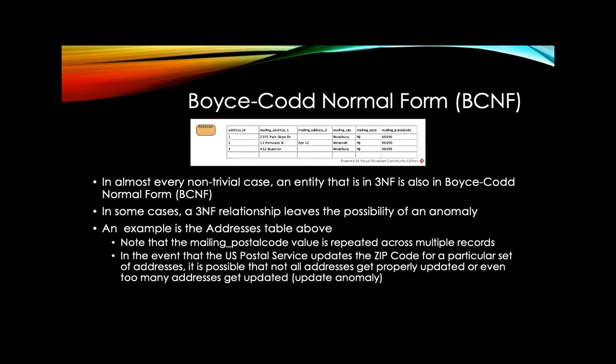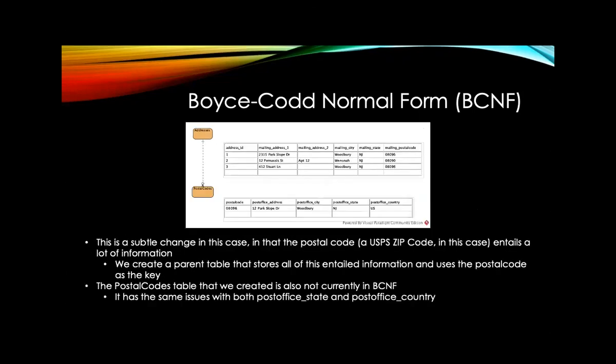We get files from the Postal Service every so often that we reload in, and it goes out and updates all of the zip code information when they change. So in big mailing operations, it's definitely an issue. So in this case, I might break mailing postal code out into a postal codes table. And let me see if I put this in as the slide or not. To fix this third normal form update anomaly.